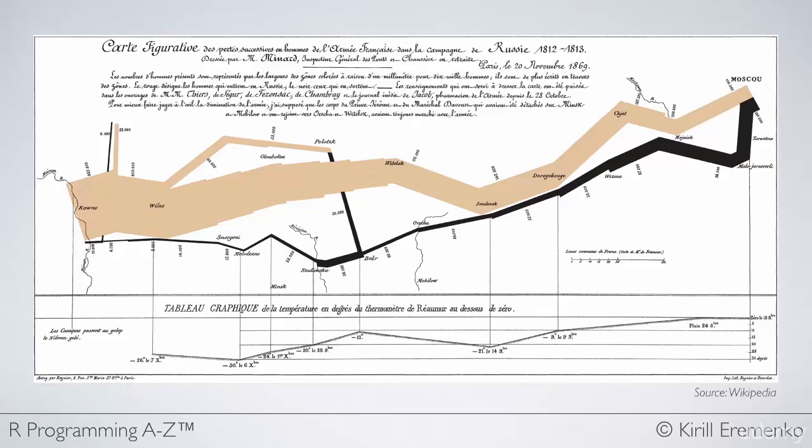So here we can see the number of troops, the distance they traveled, the temperature, the latitude and longitude, the direction of travel, and also the time. So here you've got some dates over here, so you know when they were there. That is an incredible amount of information, all in one 2-dimensional picture. And that's where it all started.